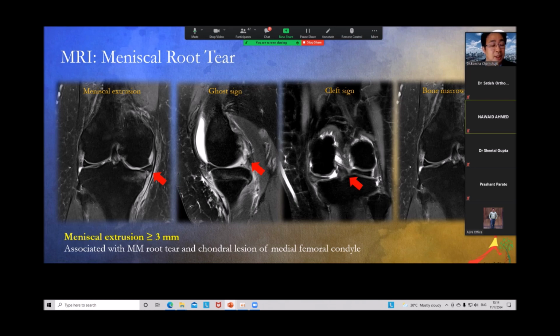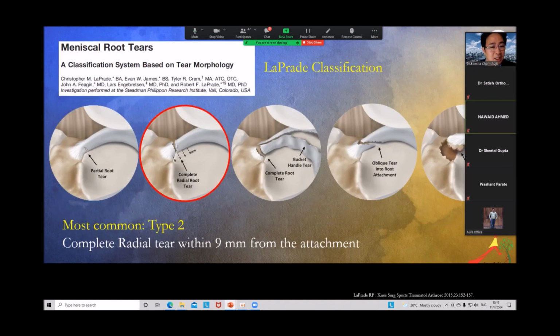So this is a classic MRI of the meniscus root. Number one, you can see the meniscus extrusion on the medial side, the ghost sign, and you can see the bone edema on the tibia. In the LaPrade classification, the most common type is type 2, a complete radial tear within 9 millimeters from the attachment.